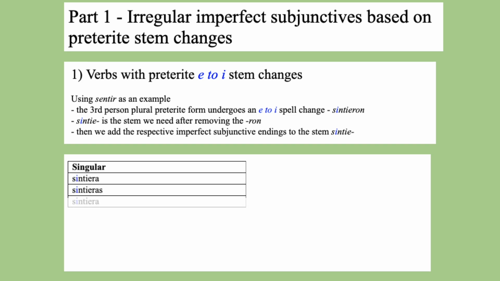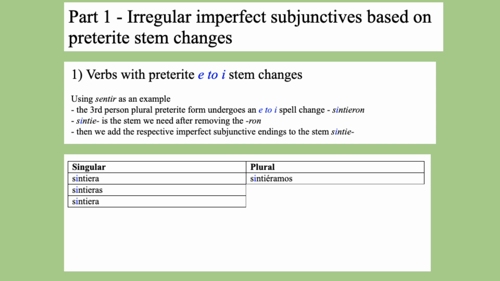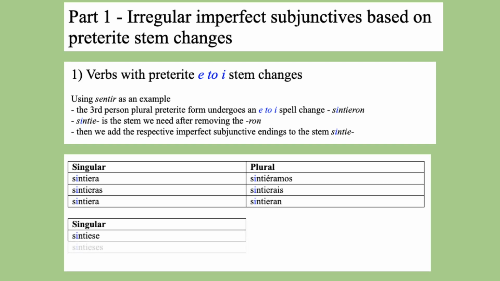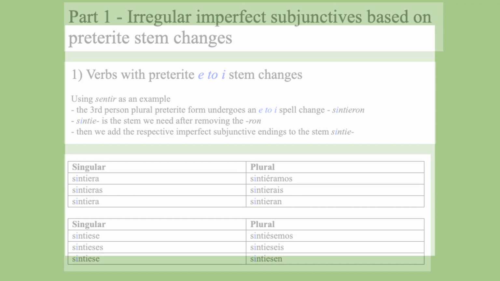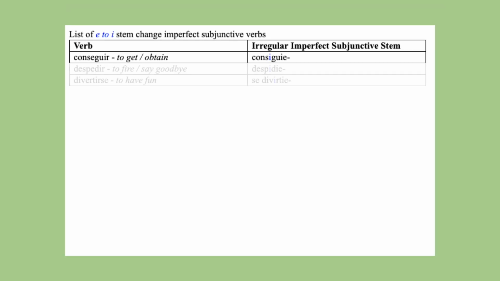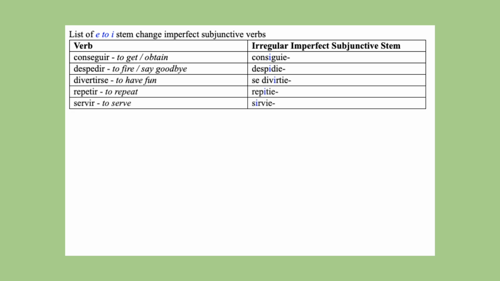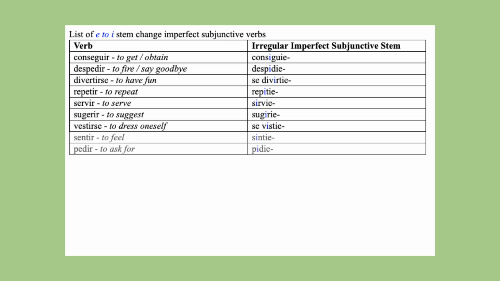Sintiera, sintieras, sintiera, sintiéramos, sintierais, sintieran. Sintiese, sintieses, sintiese, sintiésemos, sintieseis, sintiesen. These are the imperfect subjunctive stems for verbs with an E to I preterite stem change.